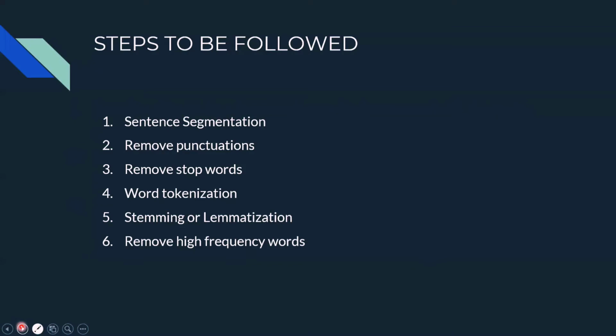After that, we do the word tokenization, where we break the sentence into individual words. These words in NLP are called tokens. We can tokenize them whenever we encounter a space in the sentence. After that we have stemming and lemmatization, which I will be talking about, and we remove the high frequency words too. High frequency words are the words which are seen in every sentence. If they are seen in every sentence, it is not likely that we get more information through those kinds of words.